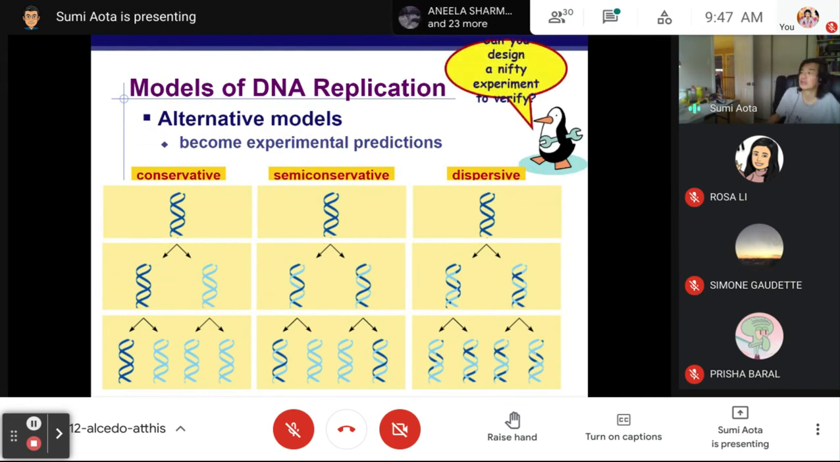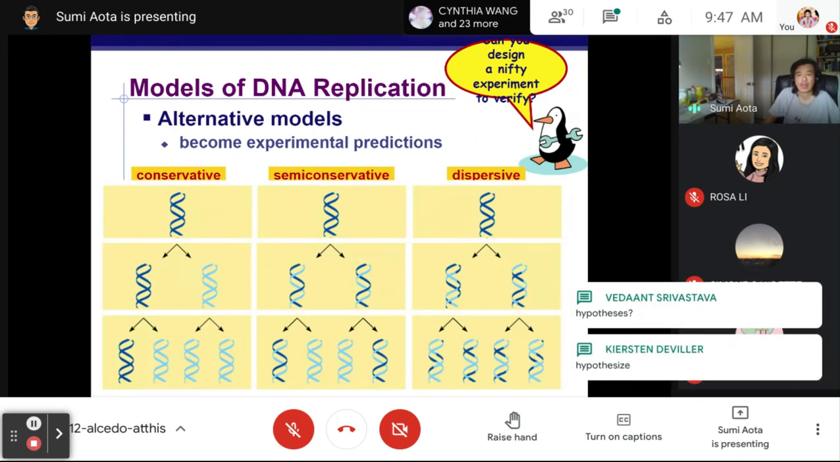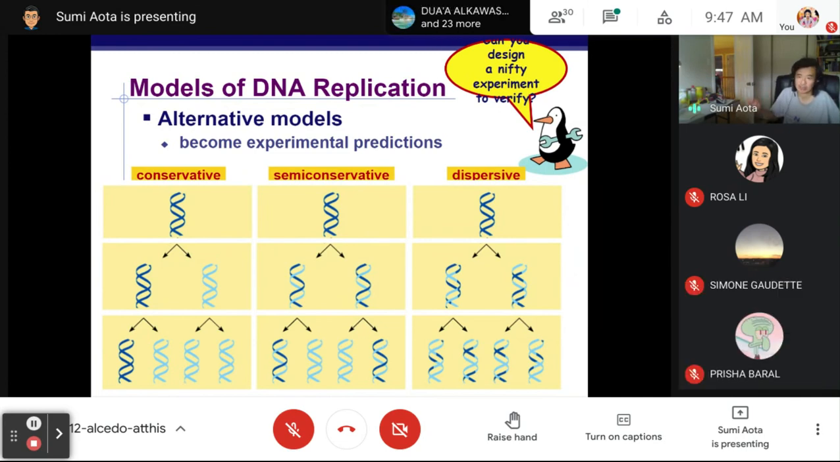So can you design an experiment to verify? These are experimental predictions, which means these are what? What's another term for an experimental prediction? Starts with H. Yeah. So we have three different possible hypotheses for how DNA can replicate. The experiment gets fairly detailed, so let's say we take a 10-minute break right now, and we'll start again at 10 o'clock. Okay. See you then.